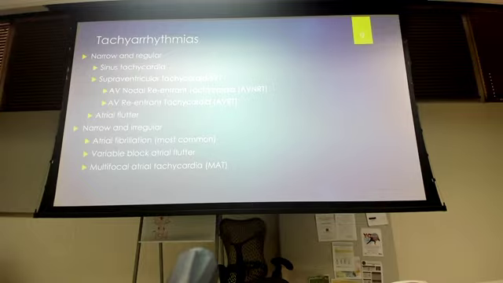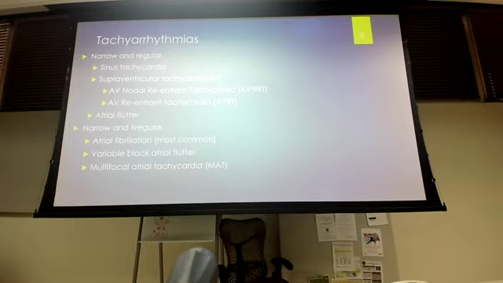Now, let's say I go down the bottom of that strip and I'm like, this is a tachycardic rate. Now we're looking at these differentials. Tachycardic rate, is it sinus tach? Is it SVT? Is it AFib? Is it A-flutter? Is it multifocal atrial tachycardia?